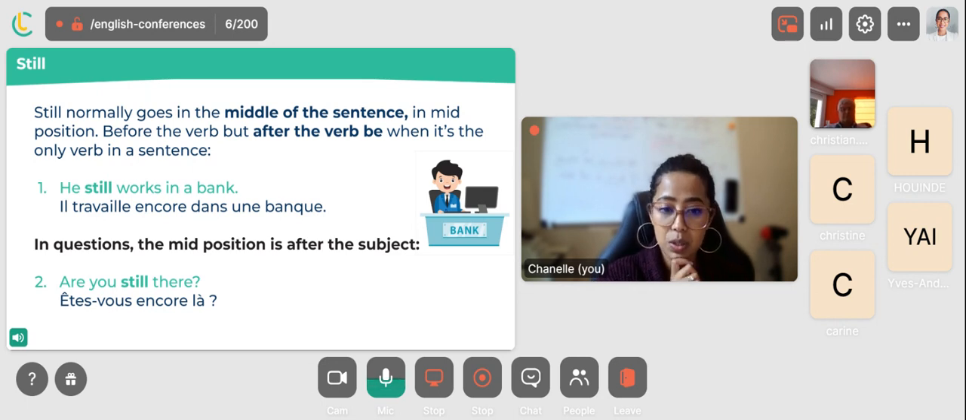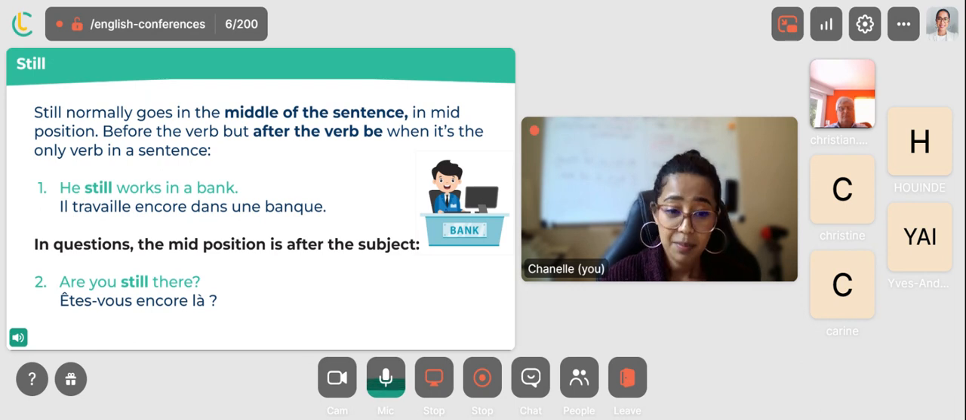But if I were to say he is still at the bank, or he is still in the bank, I am now using the verb to be. That means that it will be the subject plus the verb to be, he is. We will then add still at the bank. So before all the other verbs, but after the verb to be.